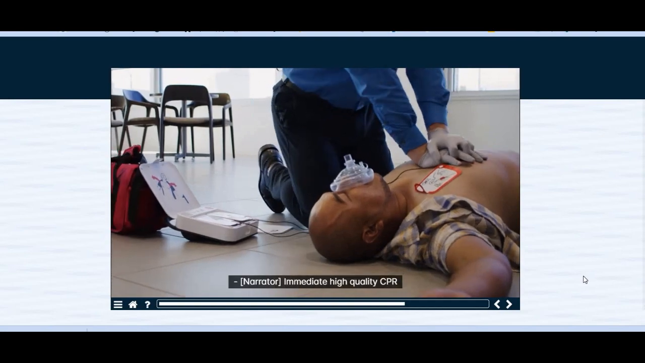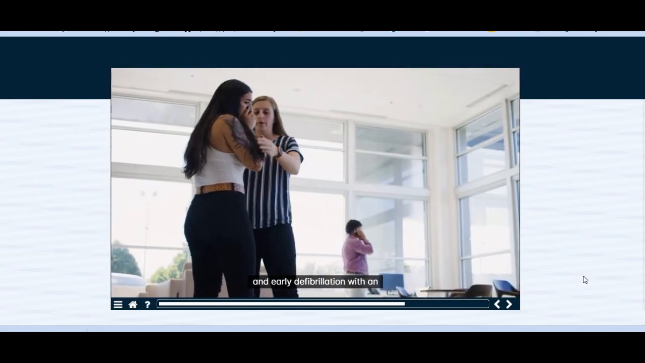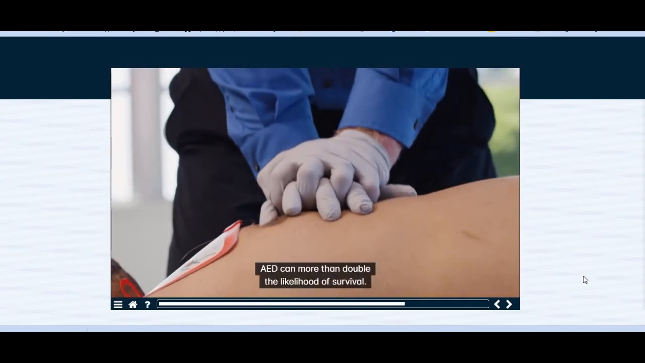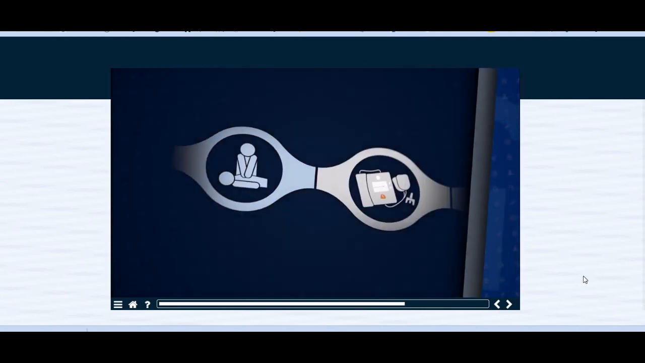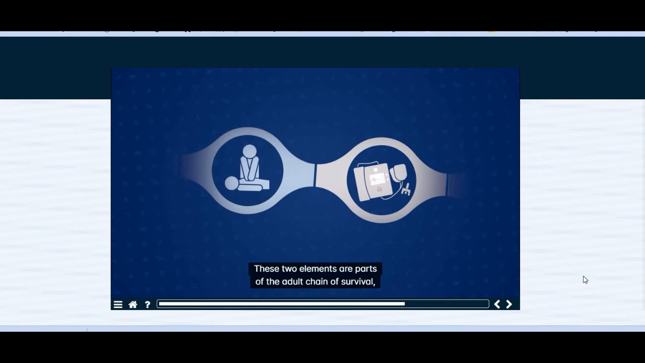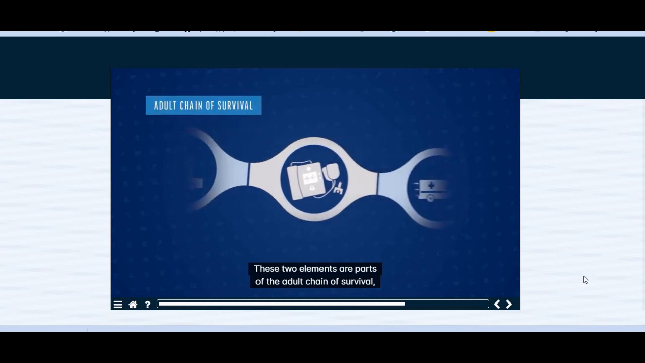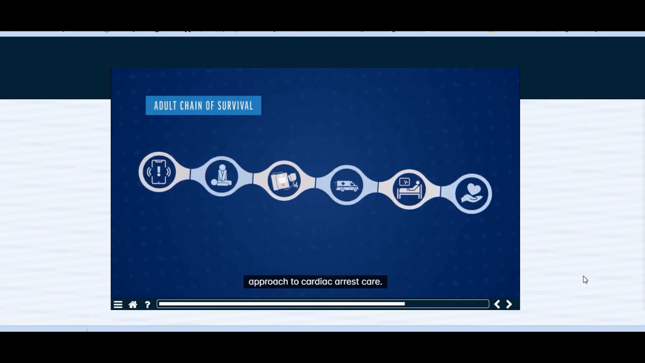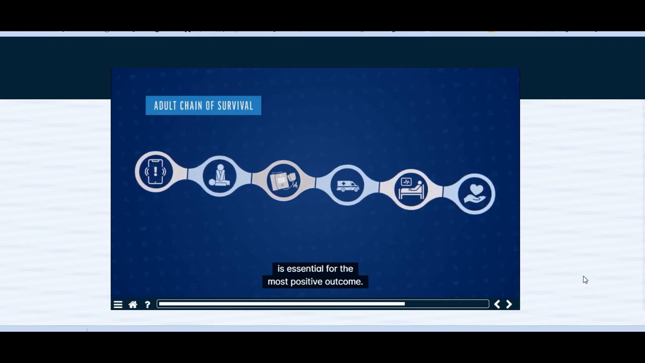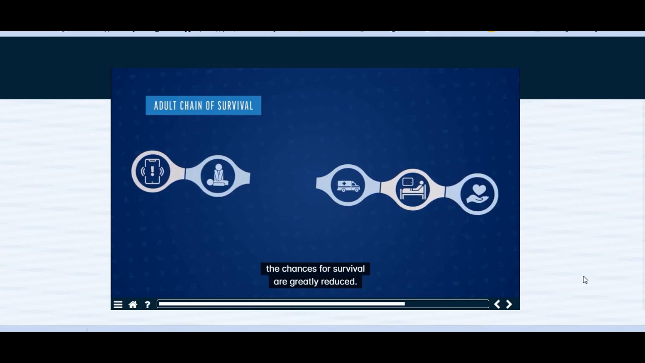Immediate high-quality CPR and early defibrillation with an AED can more than double the likelihood for survival. These two elements are parts of the adult chain of survival, a series of 6 interdependent links that describe the best approach to cardiac arrest care. Each link in the chain is essential for the most positive outcome. If a single link is missing, the chances for survival are greatly reduced.